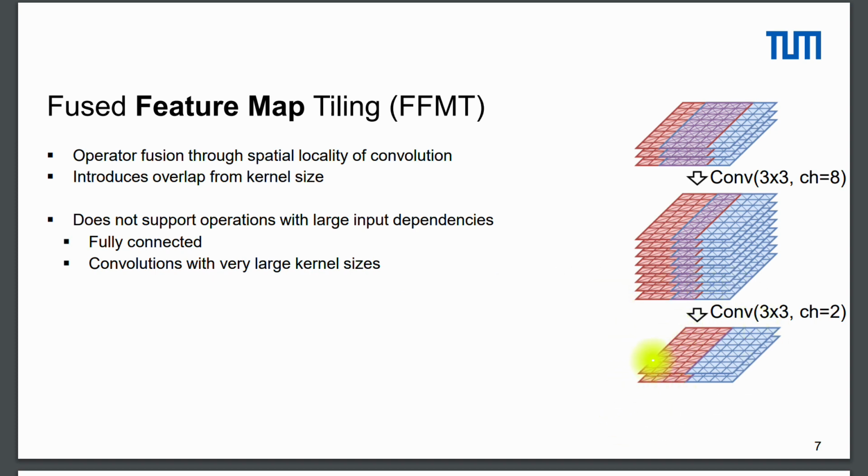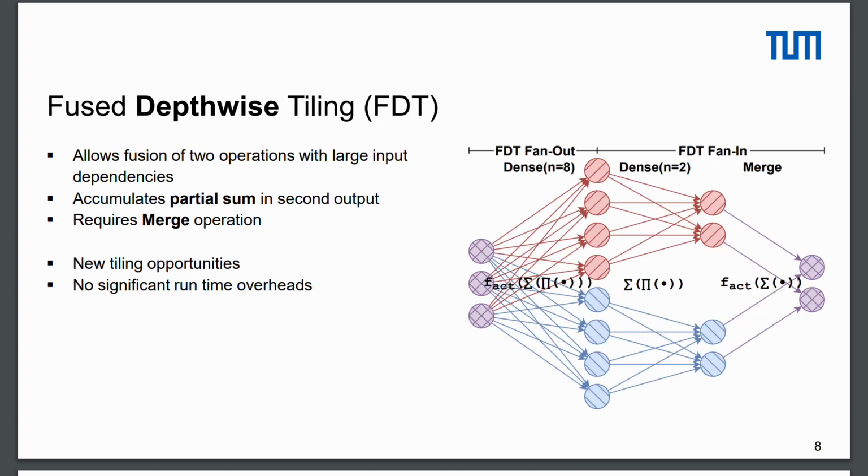So if there are some outputs that need a lot of inputs for its computation, for example, a convolution with a very large kernel size, or just fully connected layers are the extreme case, where you need all inputs, then this no longer works because you cannot really fuse in that case. However, we have shown that this is feasible if you restructure the operation a bit. So I will explain this fused depthwise tiling first on a fully connected layer to make it more clear.